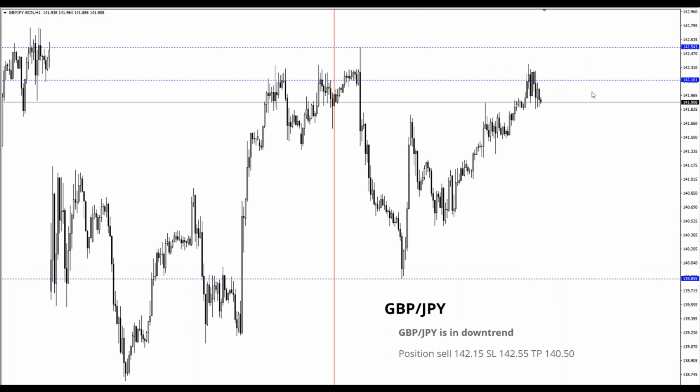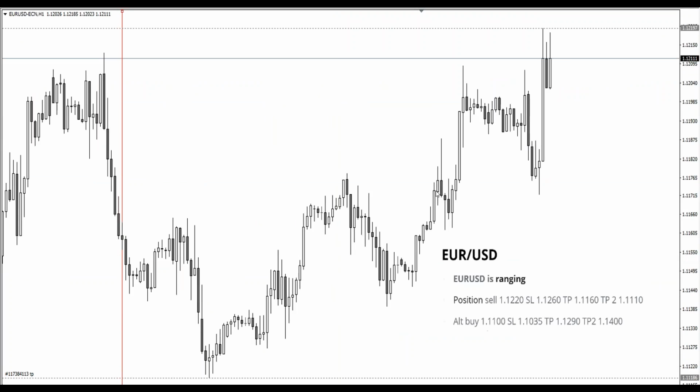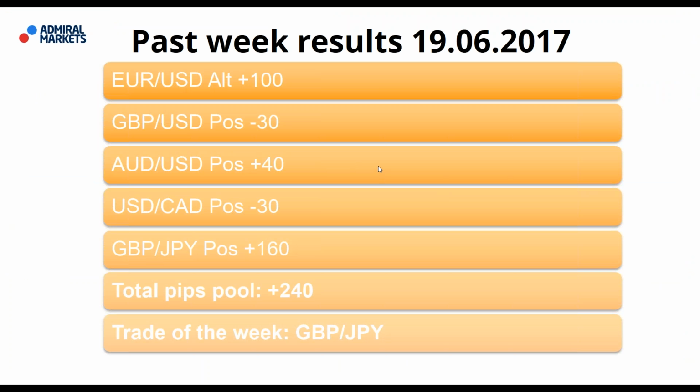And pound yen was definitely the trade of the week. We had a sell position that was initiated here. Then stop loss was never hit. You can see here, it went to 54, and if you add 2 to 5 pip spread, it was never hit, and then watch the drop. Excellent trade setup. Stop loss was at the right spot, and pound yen was the trade of the week. Big, big, big rejection, and this is the result for the previous week.